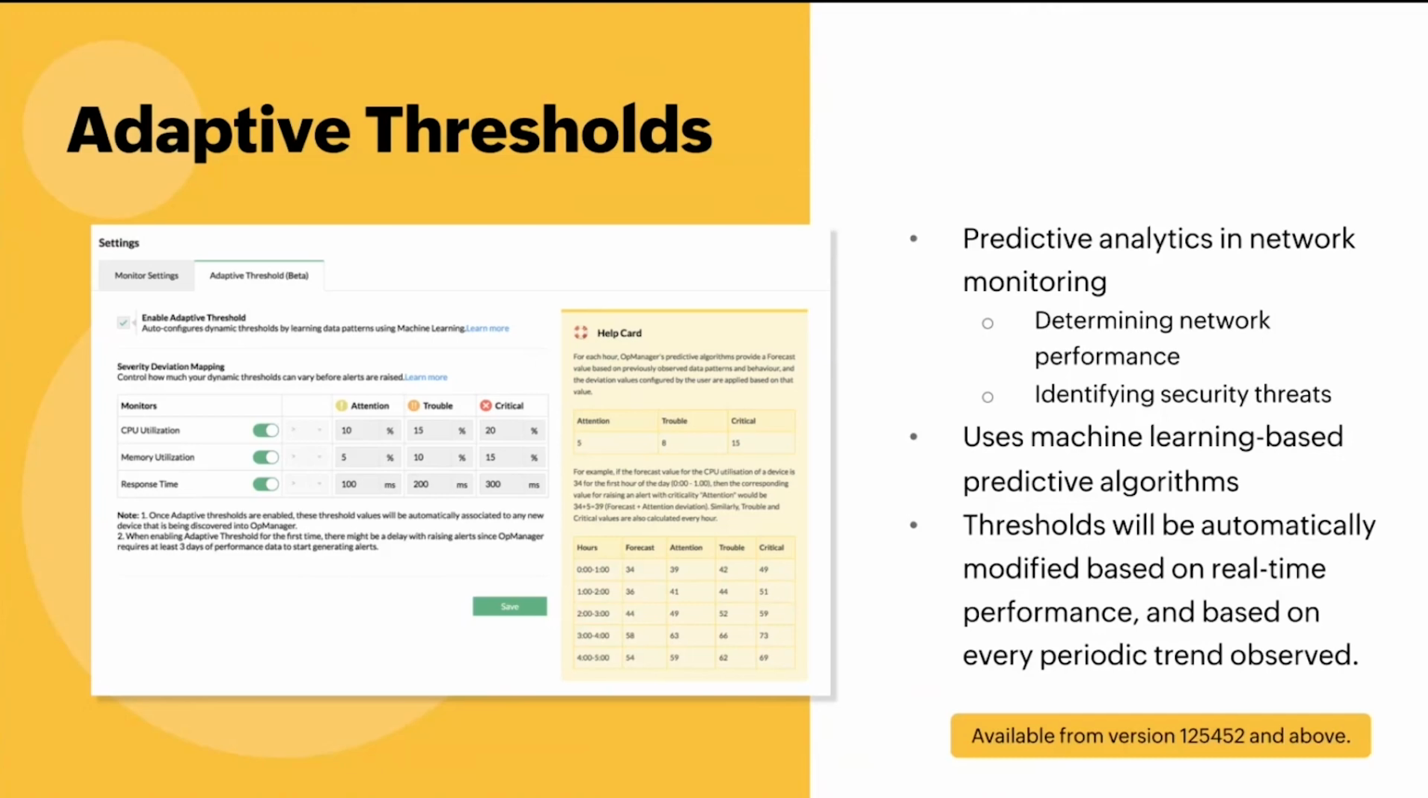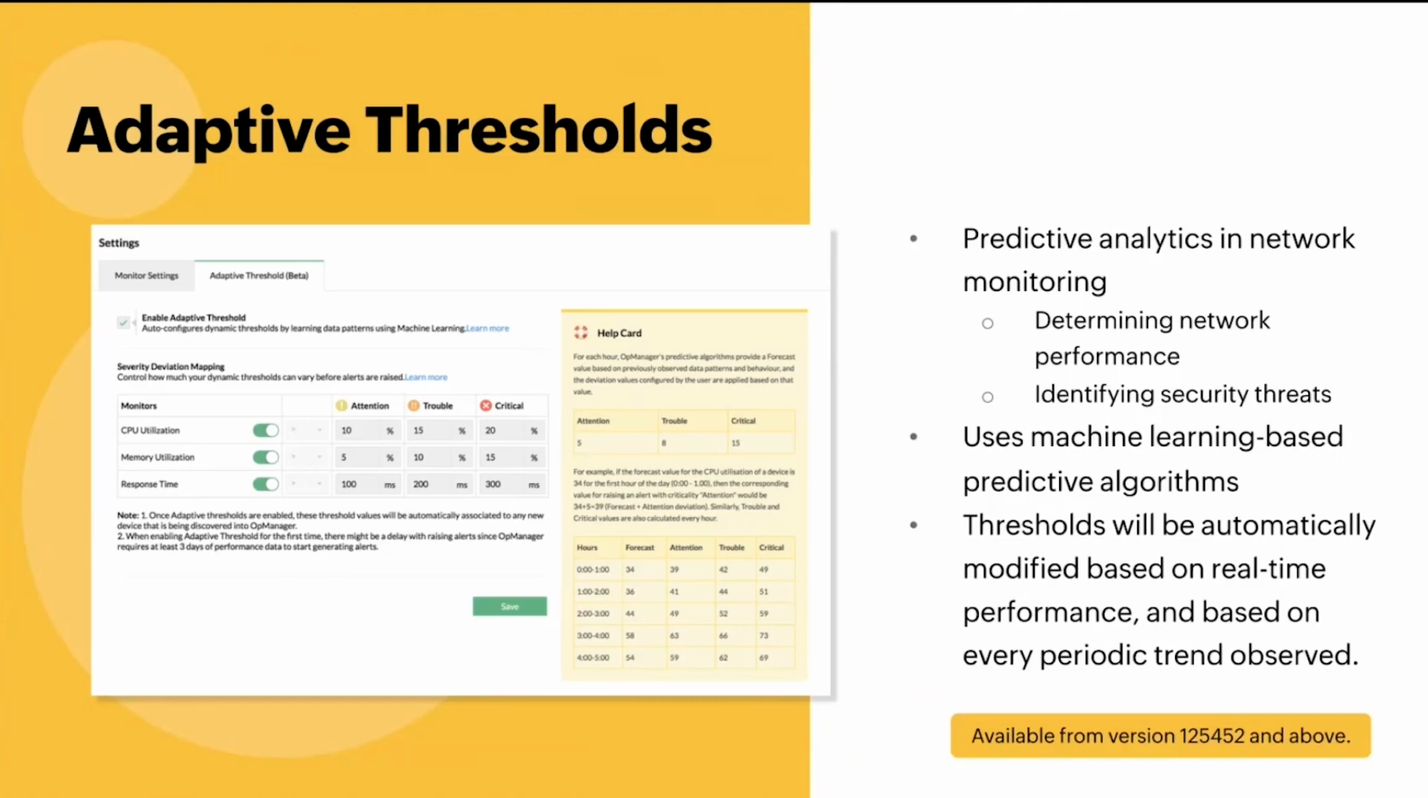But with the adaptive thresholds feature, OpManager analyzes the past performance patterns of various monitors using the power of machine learning and forecasts reliable values for your monitor thresholds and dynamically updates the values depending on the workload. Now, let's say that you set up the CPU utilization for attention at 80%. Now, generally, this value would be applied for 24 hours, all days in a week. But in real time, your workloads may vary.